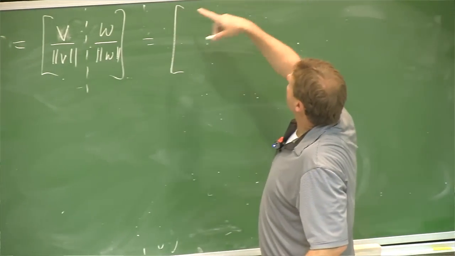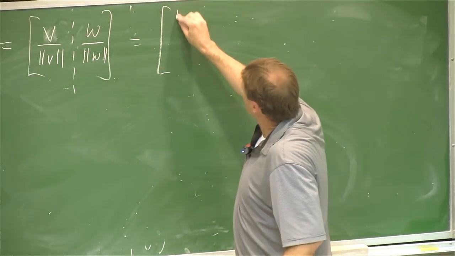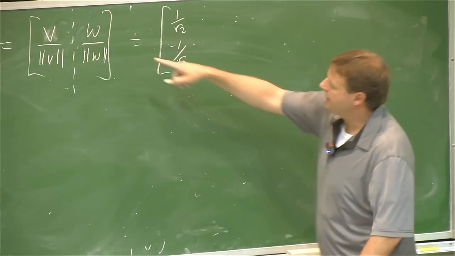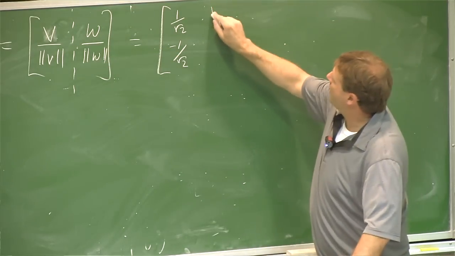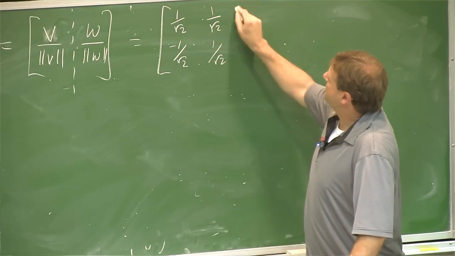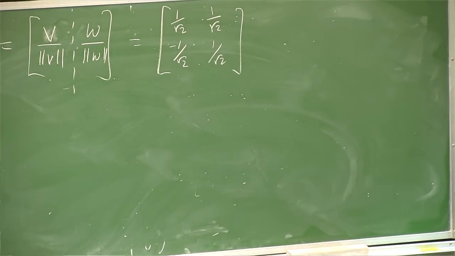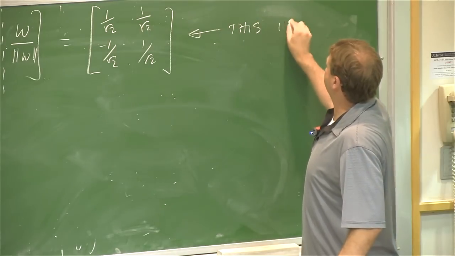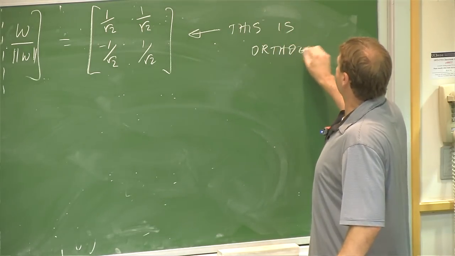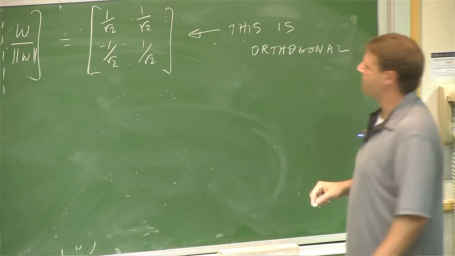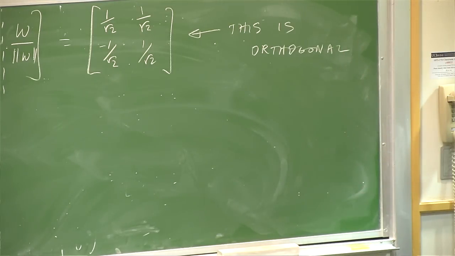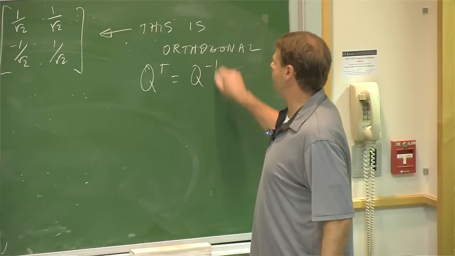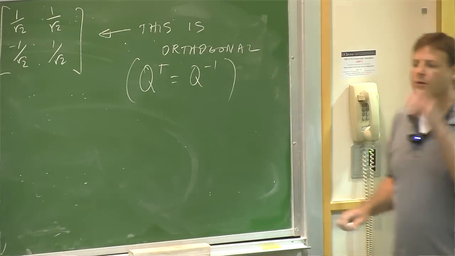So that's going to be, okay, what's V over its length? That's 1 over root 2, minus 1 over root 2. And then W over its length, that's 1 over root 2, 1 over root 2. So there's Q. Now Q is orthogonal, which means that Q transpose equals Q inverse. That's the significance of being orthogonal.